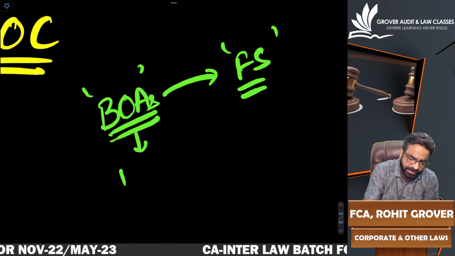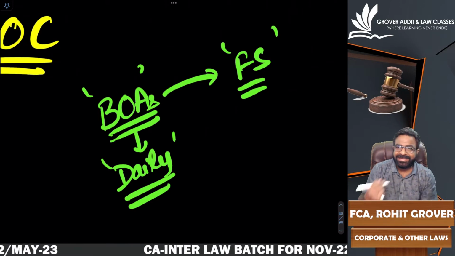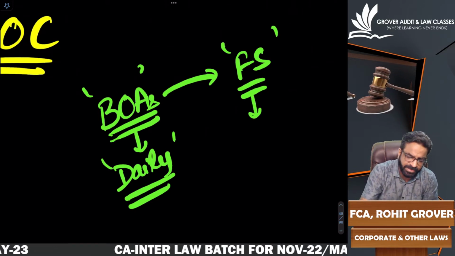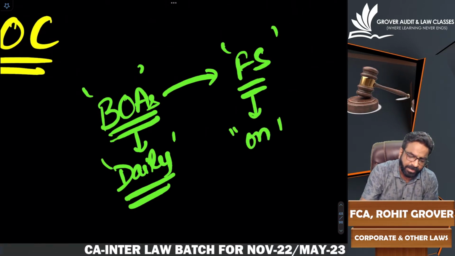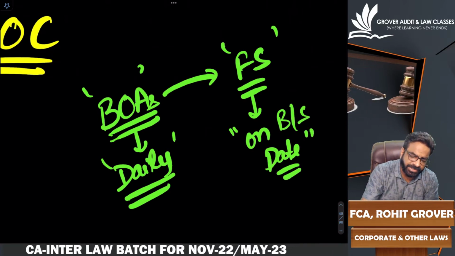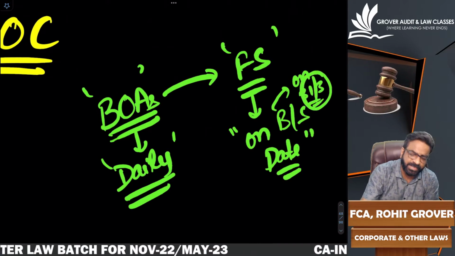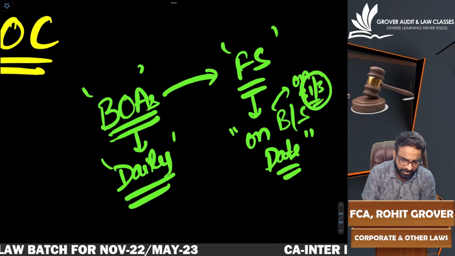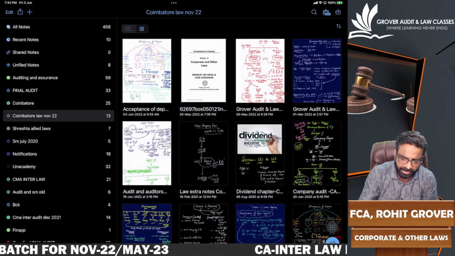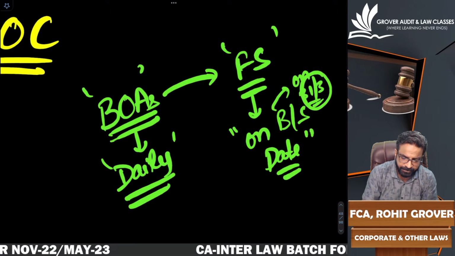Books of accounts are something which every company maintains on a daily basis. And financial statements are something which are prepared on the balance sheet date. Balance sheet date means 31st March, and what we prepare on that date is known as financial statements. Is it clear? Yes, sir.